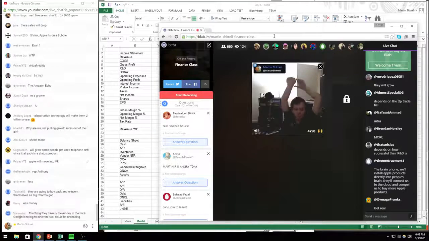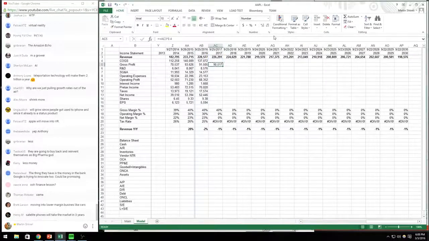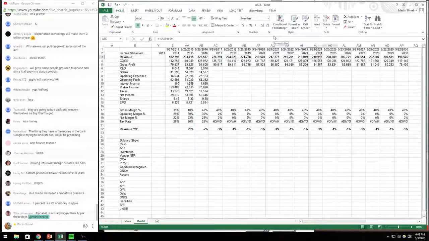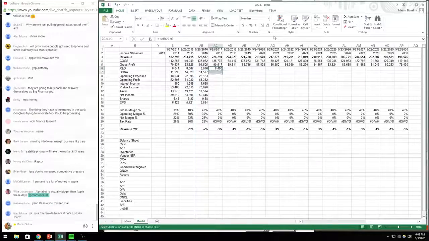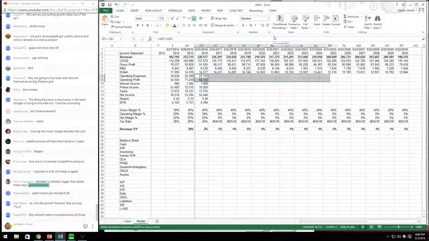Let's assume that margins are the same. I think that's fair. How about their other costs, like research and development and SG&A? If their revenue is going to decline, should we assume their costs decline a little bit too? I think that's only fair. How about interest income?